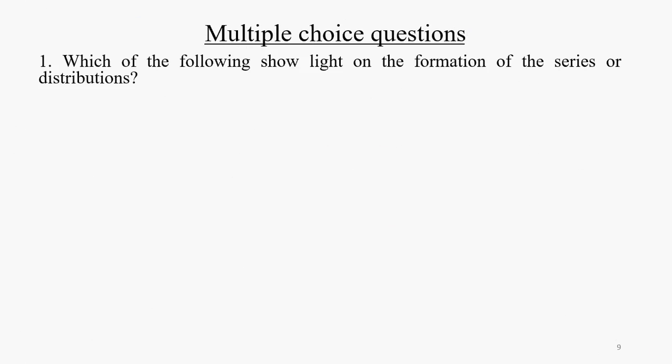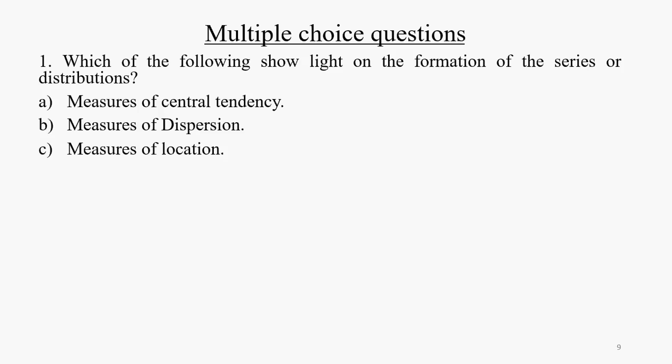So I hope this example is clear. So let me test with some multiple choice questions. For example, which of the following sheds light on the formation of the series or distribution? Measures of central tendency, measures of dispersion, measures of location. Can you guess, dear students, what is the answer? The answer is measures of dispersion.